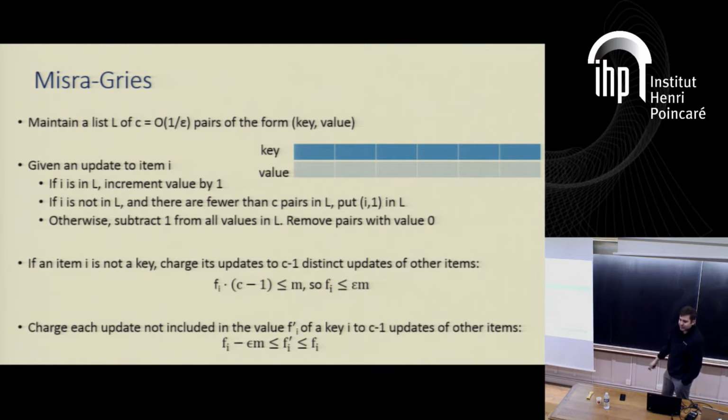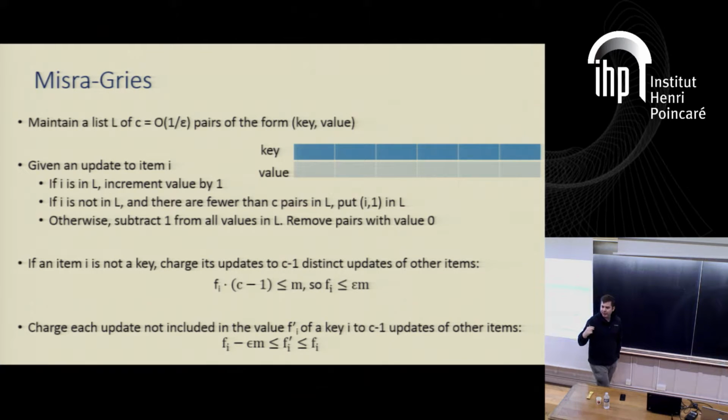And the same kind of reasoning also applies to the value of the item. Suppose the item I is inside of this list at the end of the stream. Well, we know that the value of the item I in that list is always going to be less than the actual frequency, right? Because we only insert it when it actually occurs in the stream, but sometimes we're decrementing it. But just like before, how many updates to that item are we not accounting for in the value in the table? Well, it can be at most epsilon M.